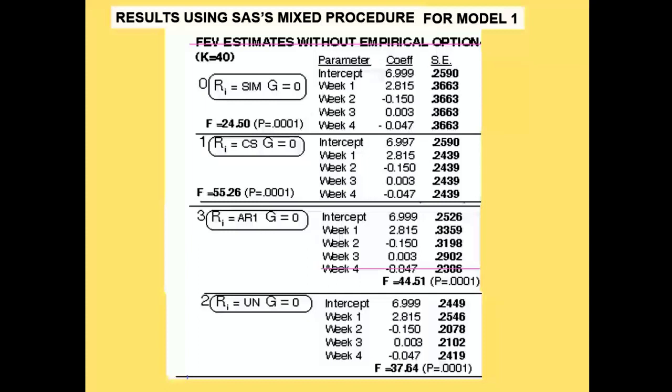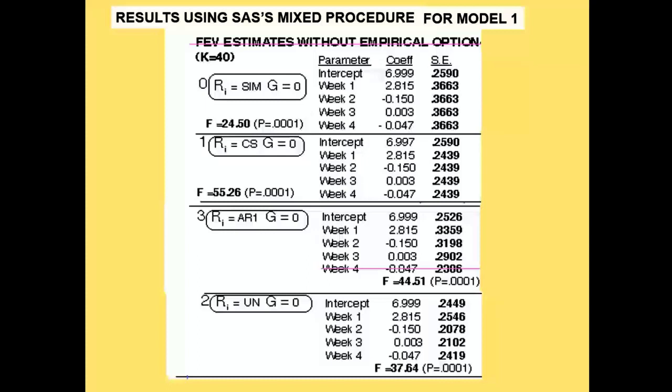For the fifth week, what's the value of week one? What's the value of week two? Week three? Week four? So the answer would be 6.99. Either one, I'm getting the same numbers here. You notice that?